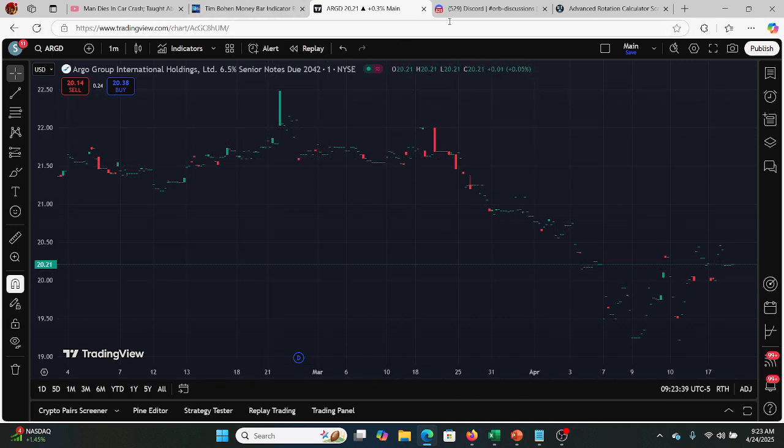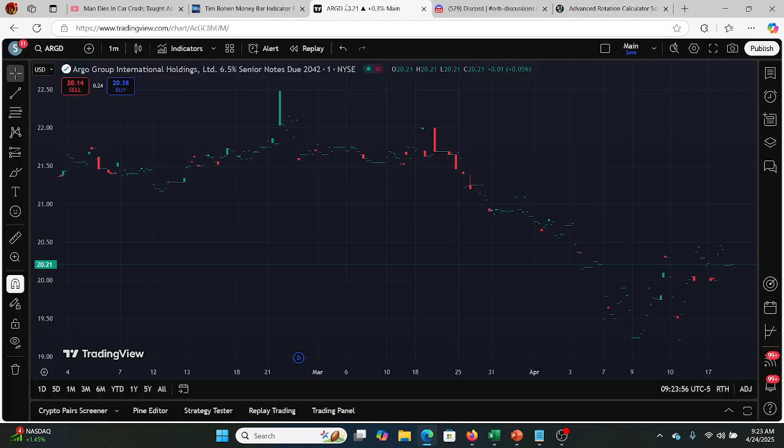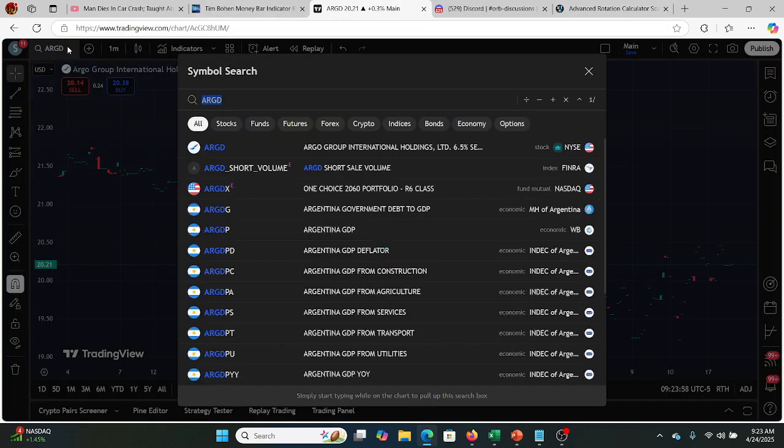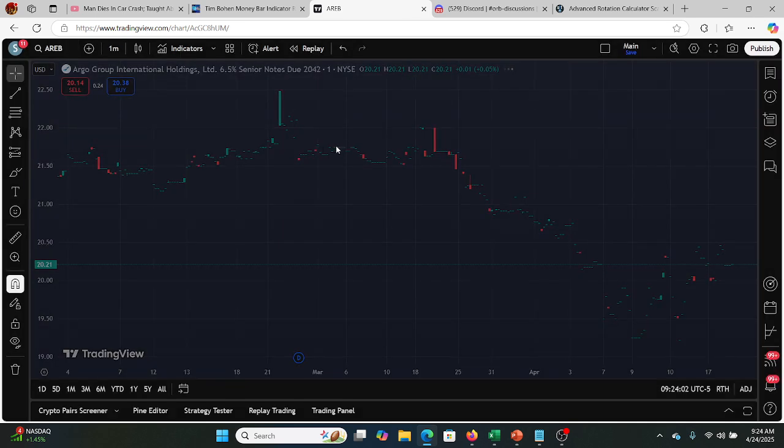This is just nonsense. Sometimes there'll be some nonsense up there. ARGD's float has rotated, but look, the float's only 12, so it makes no sense. So that would be something you just discard. You wouldn't think about looking to trade that. AREB though is something that is still worth watching, because it's still going through that float really fast.